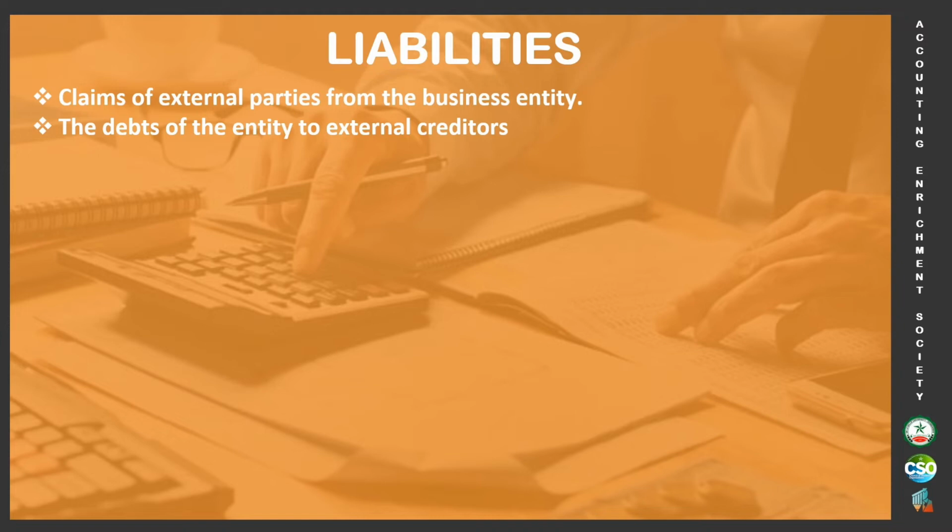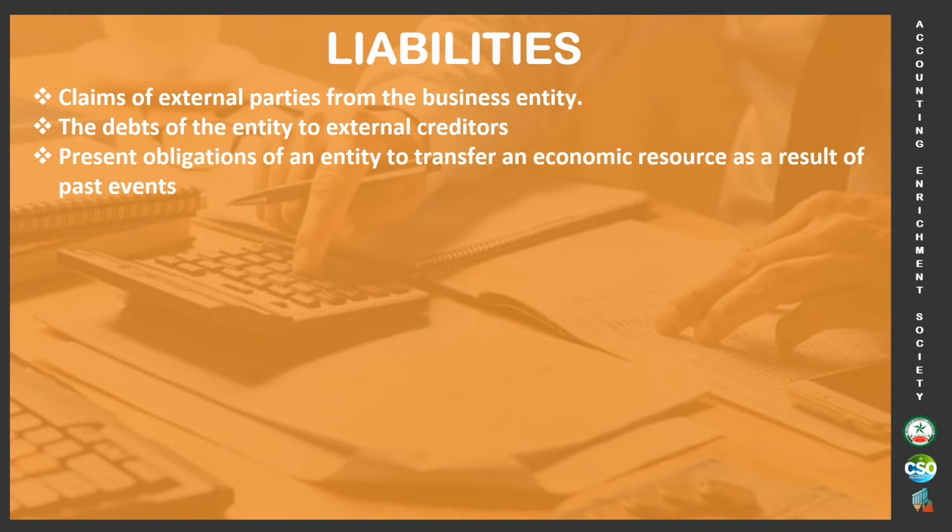ACES company purchased various equipment on account for 50,000 pesos. So in here, the assets of the business will increase in the form of equipment with a corresponding increase in liabilities for 50,000 pesos. Other definition of liabilities, para mas malinawan kayo, is it is a present obligation of an entity to transfer an economic resource as a result of past events.